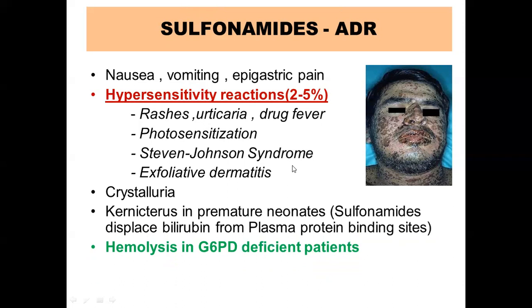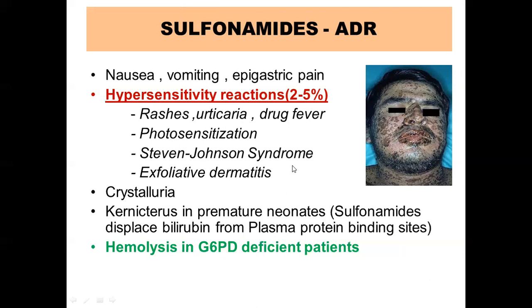Kernicterus, as you already know, is because of the deposition of bilirubin in the CNS. So these sulfonamides can displace the bilirubin from plasma protein binding sites. And in premature infants, the blood-brain barrier is not well developed. So this displaced bilirubin can cross the blood-brain barrier into the CNS and end up with kernicterus. So this is more prone in premature infants who do not have a well-formed blood-brain barrier.